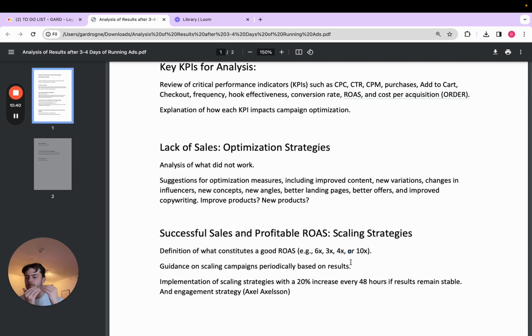When it's not profitable, we don't scale it anymore. So that's what you want to try to do. You want to test the waters, and then see if you can remain at that same profit or even higher.